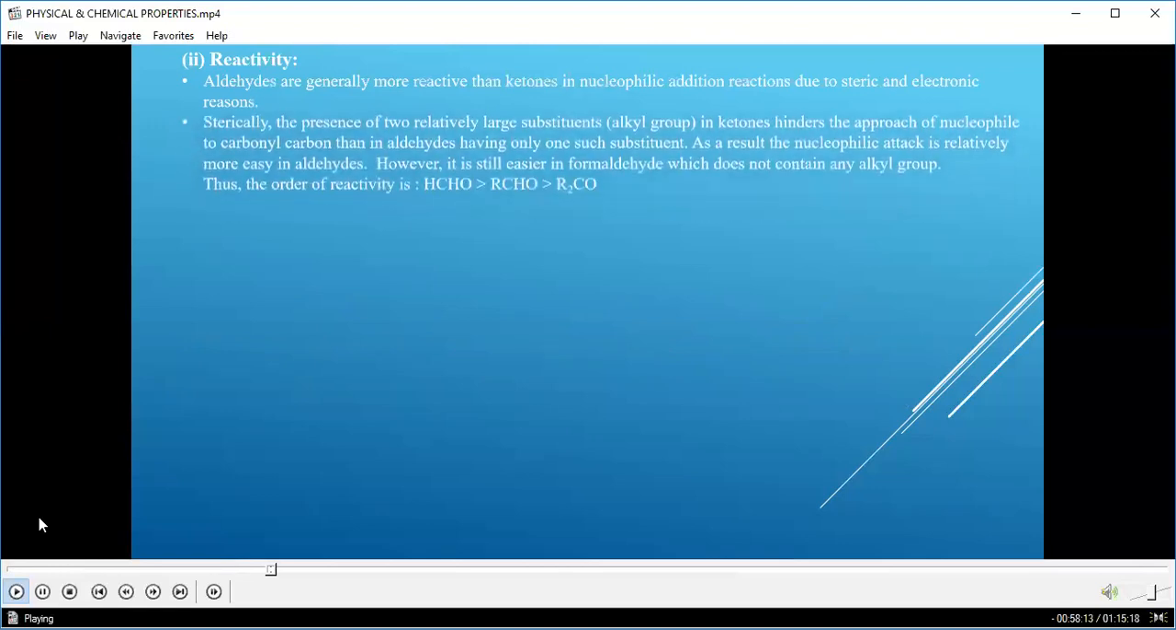Next comes reactivity, how reactive they are. Aldehydes are generally more reactive than ketones in nucleophilic addition reactions due to steric hindrance and electronic reasons. Now we are all clear about steric hindrance, right? We have already discussed it in previous chapters, and even in grade 11th, that steric hindrance is created due to the presence of more alkyl groups.